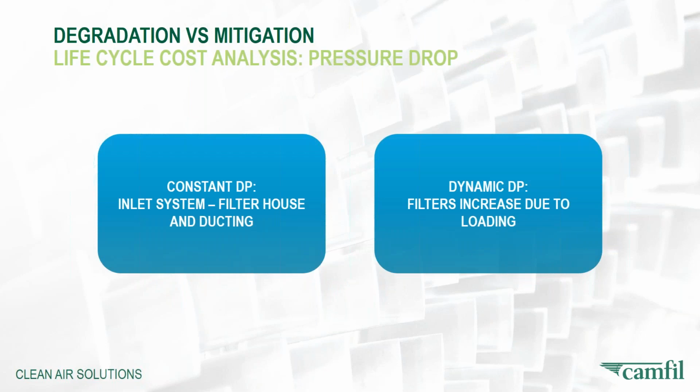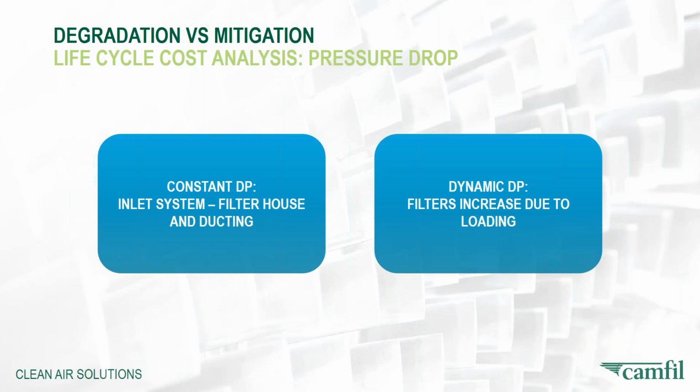Downtime opportunity is another thing that we like to talk about, because engine availability may or may not be a big factor for you. But as I said earlier, we consider pressure drop as being one of the major factors that we want to evaluate when we do a life cycle cost analysis. So there's two different types of pressure drop. One is constant DP, which is the inlet system itself. That's the resistance across your filter house, your duct work, maybe a silencer, an elbow. But those things are constant. They're always there. They're never going to change.